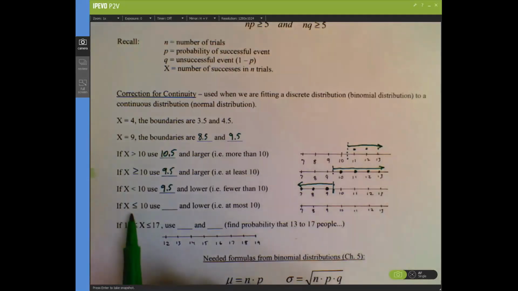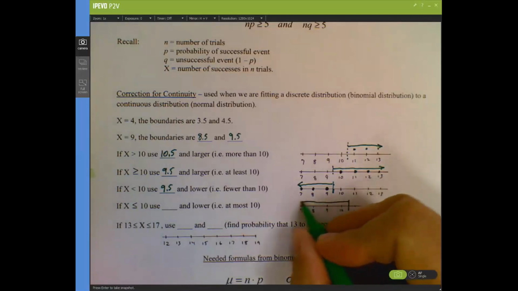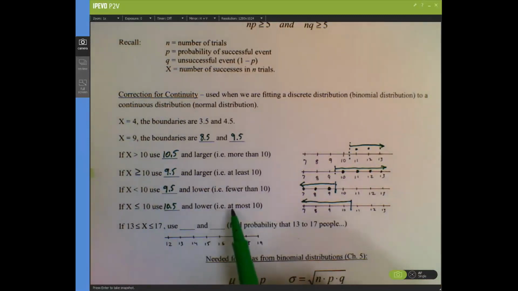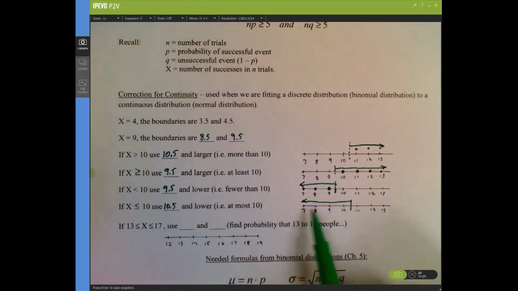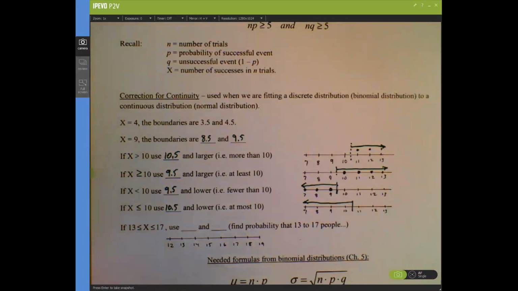Okay, you want x values less than or equal to 10. That means you want to include the 10 as you're going to the left. So you want to include the 10. So you start at 10.5 and work your way down. At most 10, as an example, would be 7, 8, 9, 10, but not 11. So there's our boundary, 10.5.